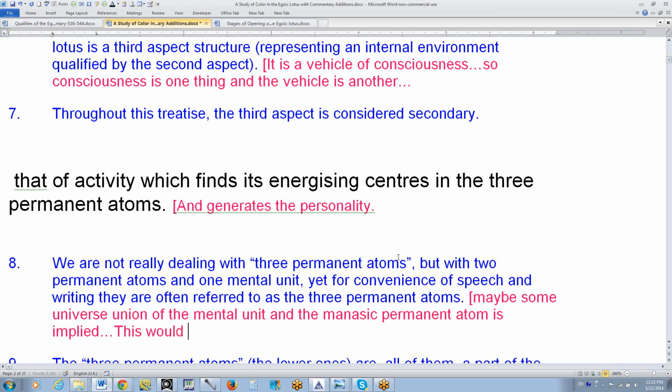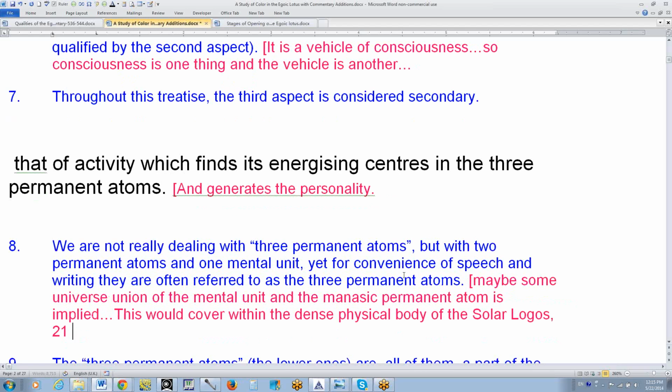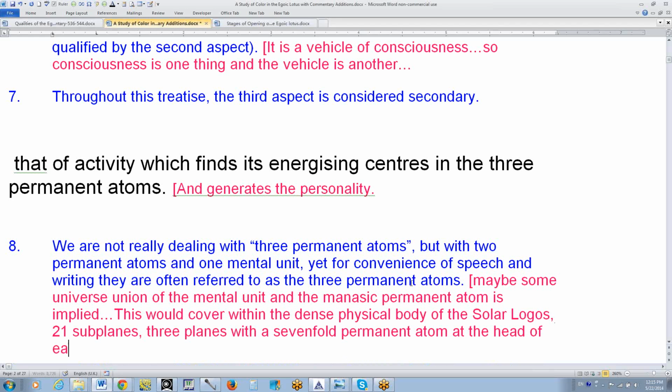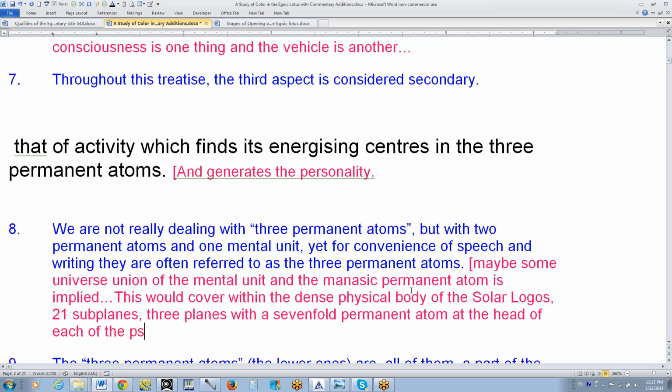So this would cover, within the dense physical body of the solar logos, 21 subplanes, 3 planes with a 7-fold permanent atom at the head of each of the planes in the position of the 7th principle.